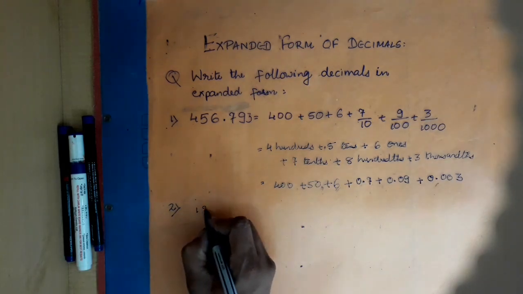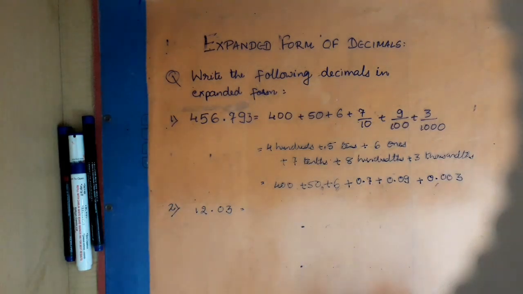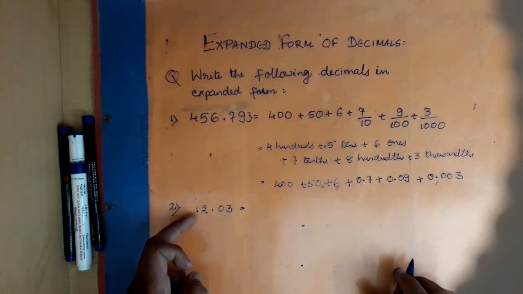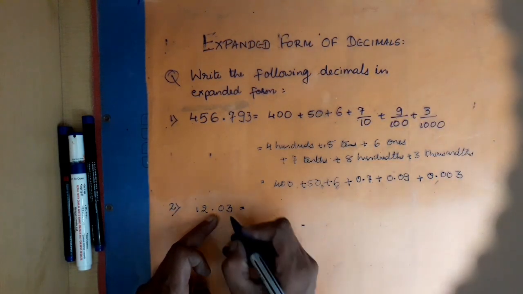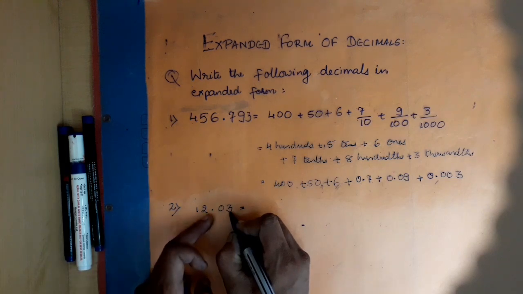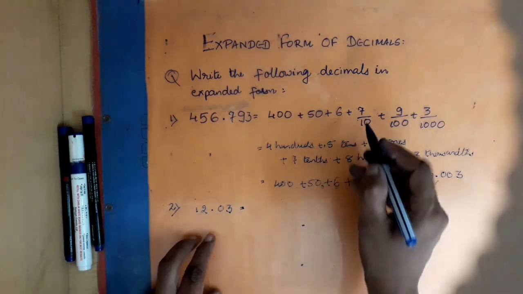Okay, now let's move to the second question. Let me write it as, say, 12.03. So all three ways we will write. We will read out the number properly. 12 and 3 hundredths, or 12.03.